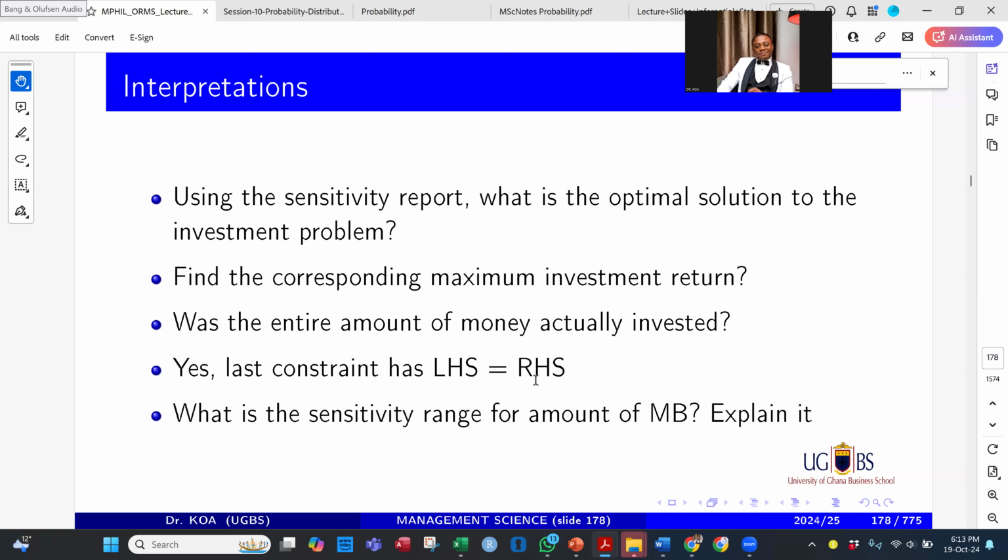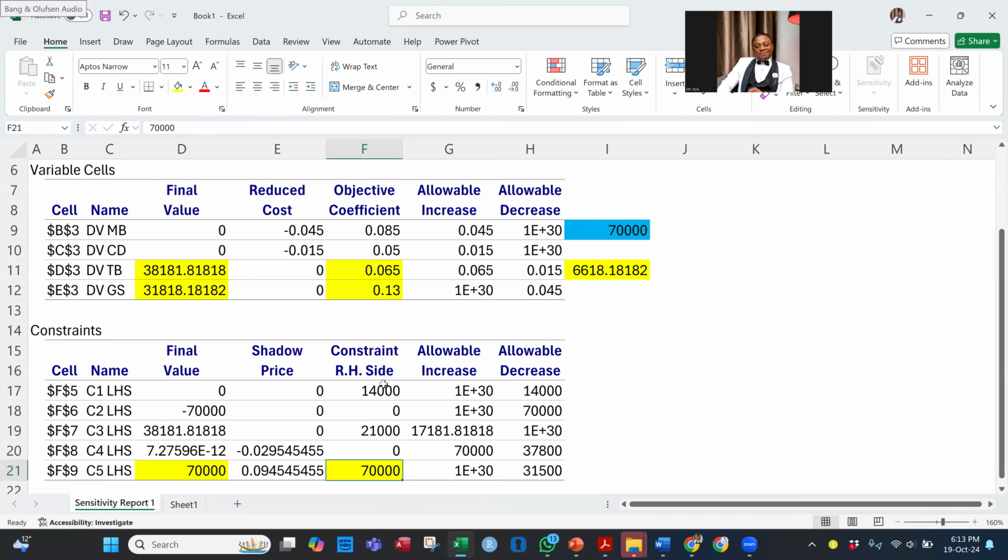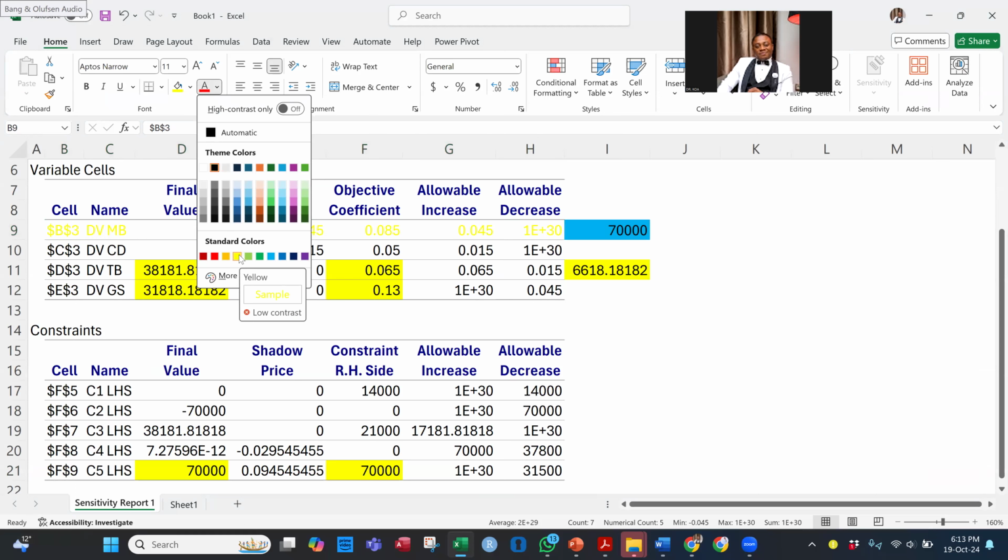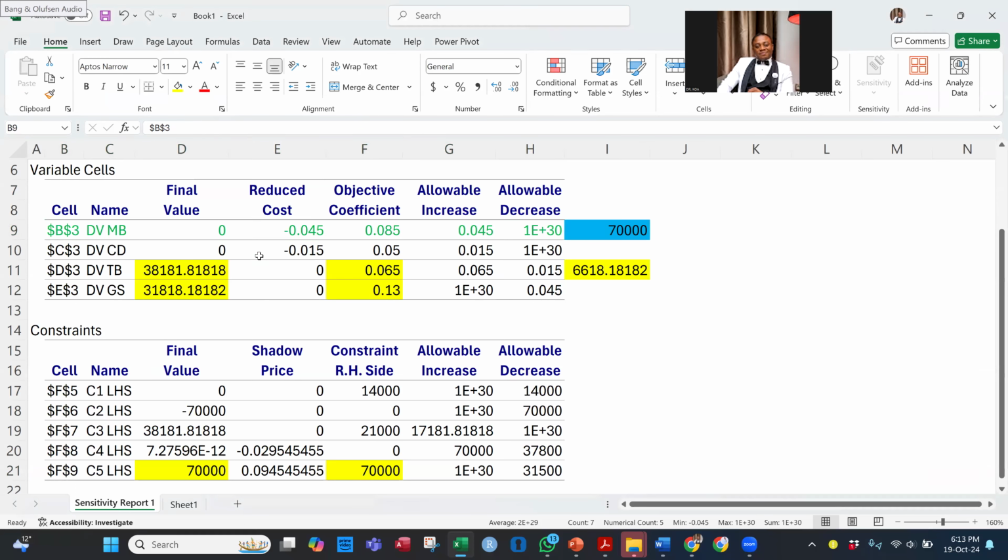Next question. What is the sensitivity range for the amount of municipal bonds? Explain it. So let's go to municipal bonds. Okay. Municipal bonds is the one that I am clicking. Let me click it and color it green. So this municipal bond here, the question is, what is the sensitivity range?